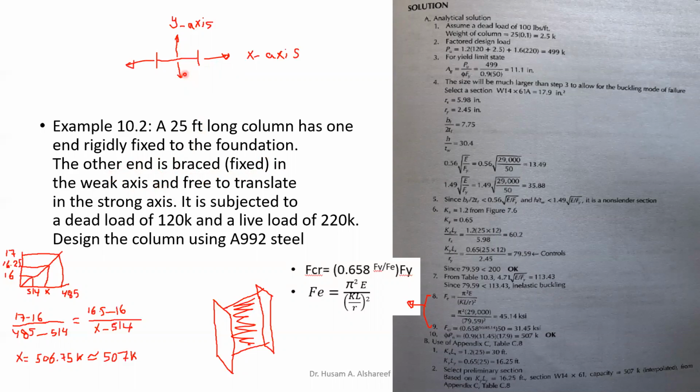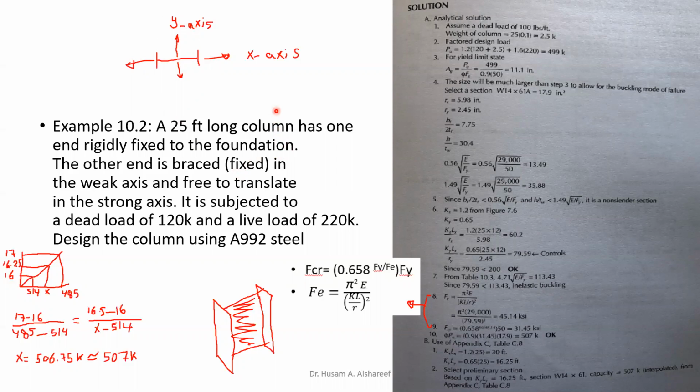That means the I-beam is braced from this side and this side. So the y-axis is a non-sway column, while the strong axis is a sway column. So the x-axis is not prevented from sway, which means free sway, and this one is prevented. Like if we have an I-beam attached here and an I-beam attached here, then there is no swaying on this side. So this is what the problem says.